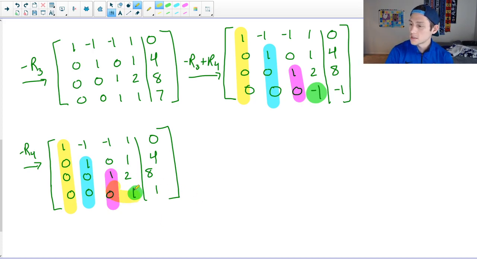And now I'm going to start with this green 1 here and use it to clear everything that is above it. So I want this to be 0, this to be 0, this to be 0. So let's just start with the 2. What do I add to 2 to make 0? Negative 2. All right, so negative 2, not row 2, negative 2 times row 4 plus row 3.